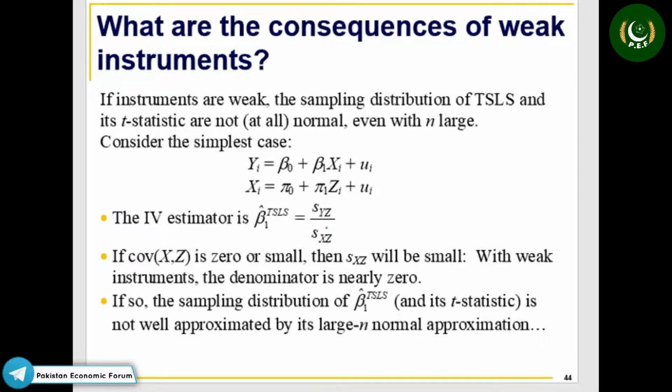You see, we have the covariance S_XZ. If it is very small, it means beta 1 2SLS may be very volatile. It may fluctuate a lot. So if it's close to 0, then beta 1 2SLS may go to infinity. So basically, the weaker this relationship between X and Z, the poorer the distribution of 2SLS, and it will be no more approximately normal, as is often the case in two-stage least square.